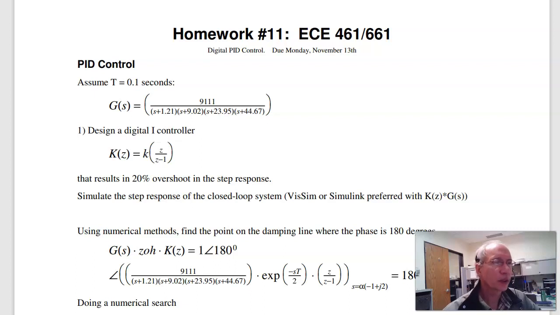Here are solutions to homework set number 11 for ECE 461 control systems. For this homework, we're going to look at the 10th order heat equation. This is a 10-stage RC filter, or just keep the 4 dominant poles and treat that as my system. Come up with a digital controller for this system to meet your design specs, and also assume a 0.1 second sampling rate.